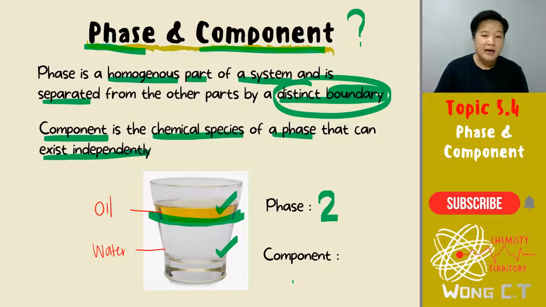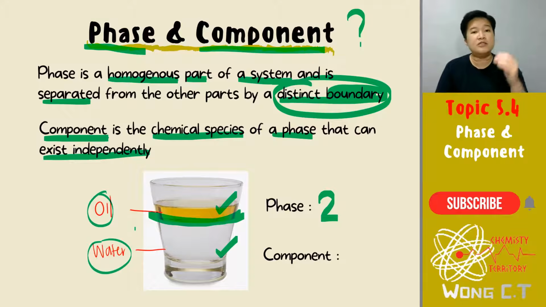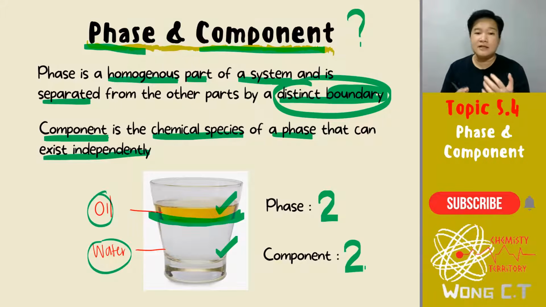And how many components do we have? How many compounds do you have in that? How many chemical species do you have in that? You have oil and water. And obviously, oil and water are different chemical species. Therefore, we have two components. That is the first example of phase and component.